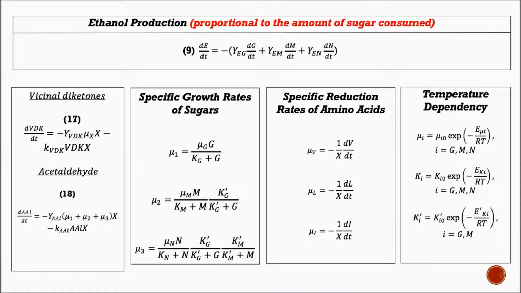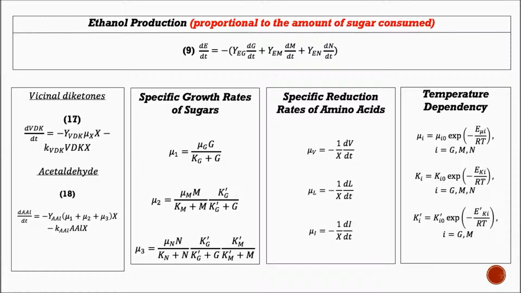Equations 17 and 18 represent vicinal diketones and acetaldehyde flavours, whose final levels must be controlled so they do not dominate the beer. The final and most important product is at the top of the slide, ethanol, in equation 9. This equation assumes ethanol to be proportional to the amount of sugar consumed. Also on this slide are the specific growth rates of the sugars, which show how the sugars inhibit each other.